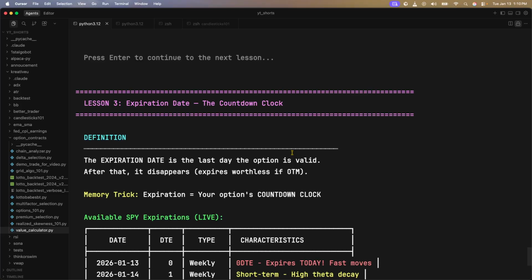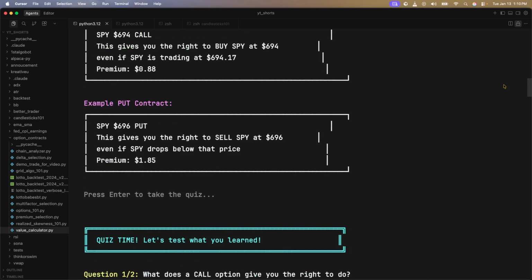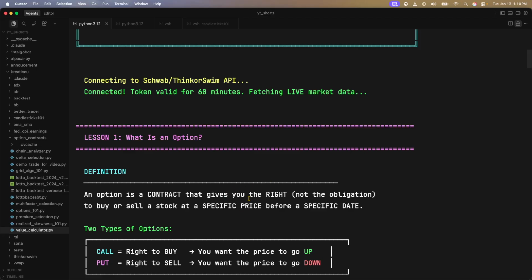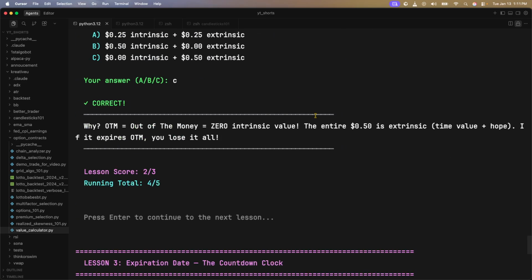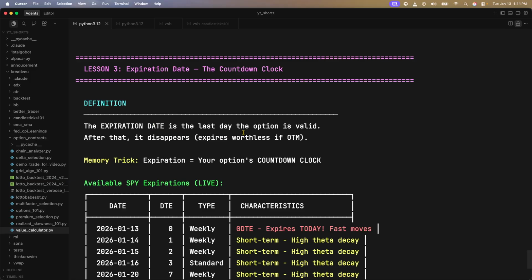So, expiration date. The expiration date is going to be the countdown clock. This is the specific date of an option contract. Remember, we talked about this before. What is an option contract? An option contract gives us the right, but not the obligation, to buy or sell a stock at a specific price. That specific price is the strike price, which we just talked about. And now we're going to talk about that specific date, the expiration date. The expiration date is the last date that the option is valid. After that, it disappears and expires worthless if OTM, out of the money. So, memory trick: the expiration equals your option's countdown clock.